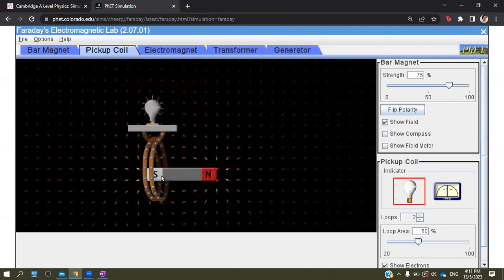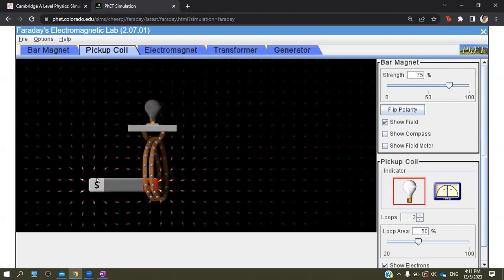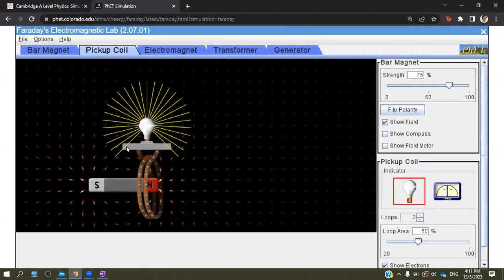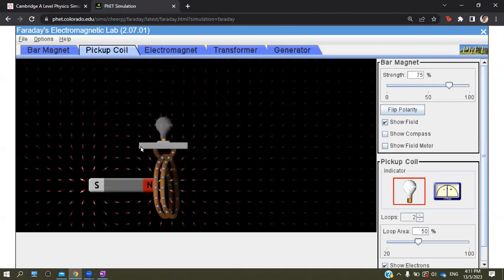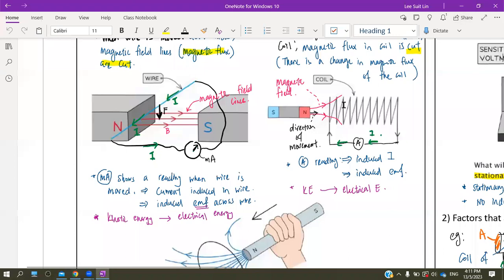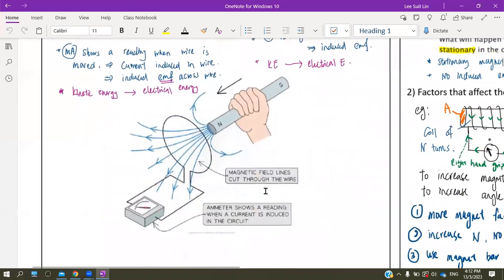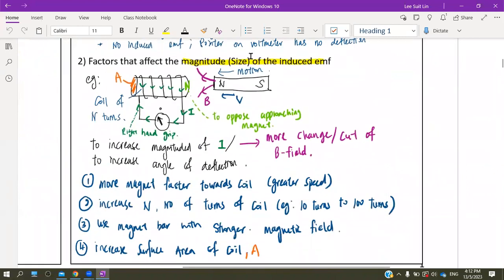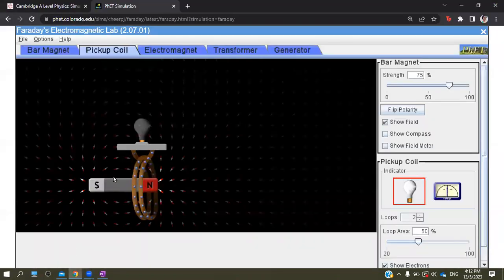So in other words, I need the field lines, if you observe these lines here, to actually be cut by the conductor. There are many ways. If I don't want to move the magnet, I can also move the conductor. It's just a matter of who is moving. There are many examples that we've done. And also there are certain factors that will affect the size of the induced EMF or the induced current, or in this case, the brightness of the bulb.